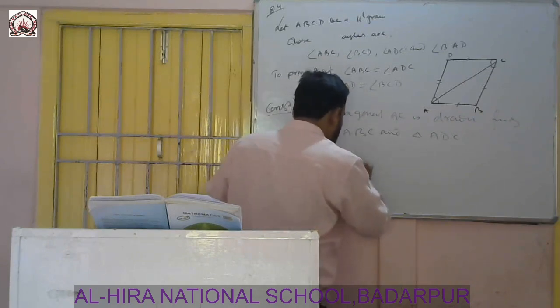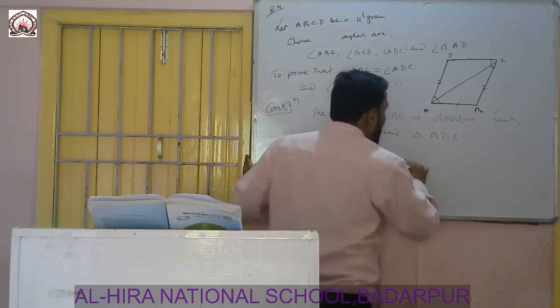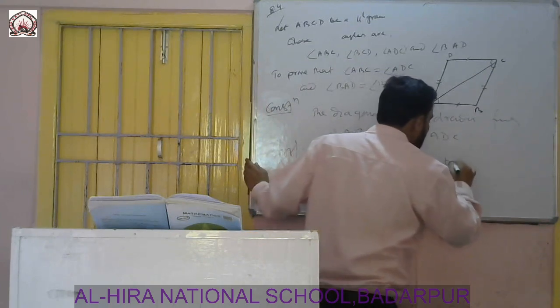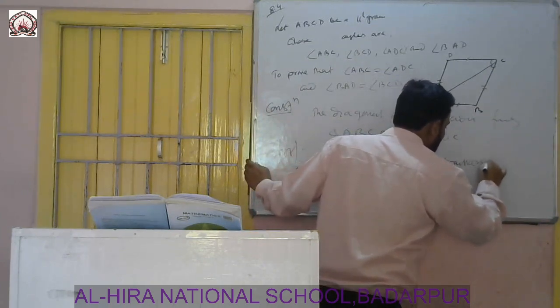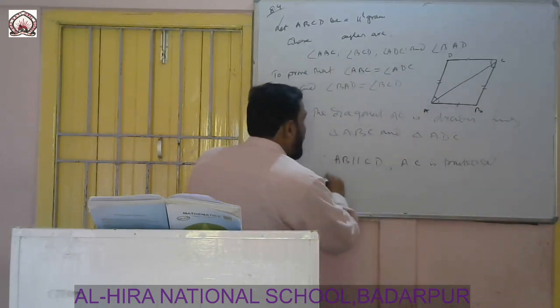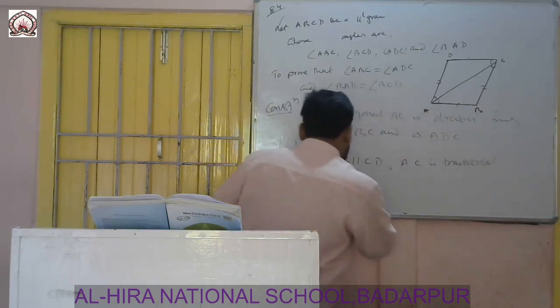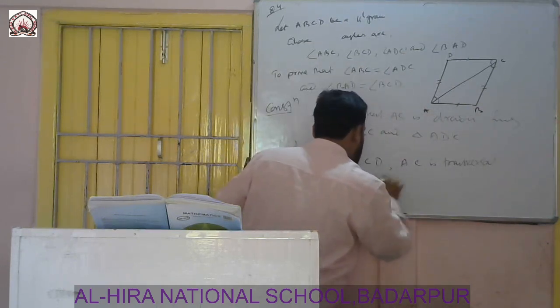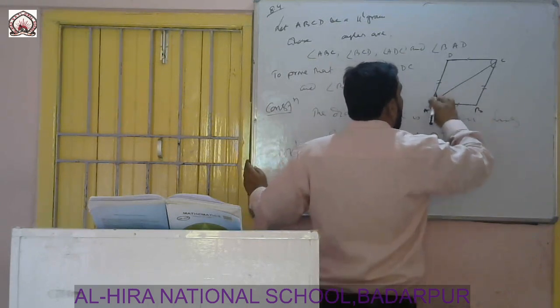Since AB is parallel to CD and AC is transversal, therefore angle BAC is equal to angle ACD.